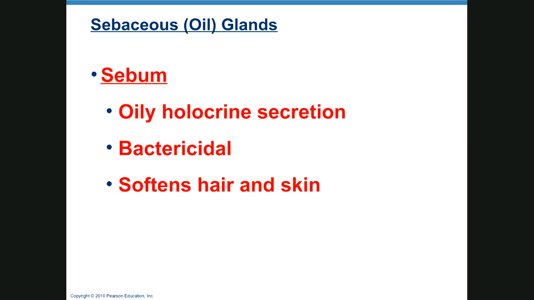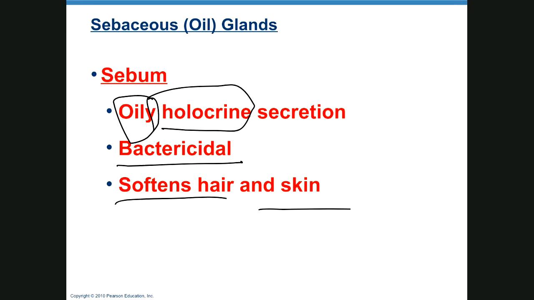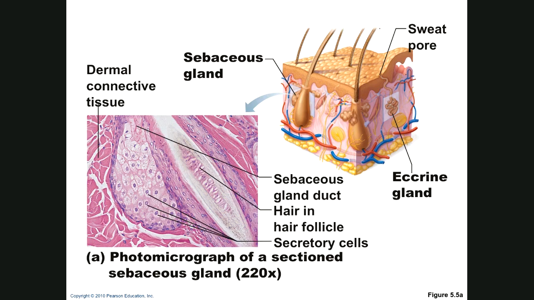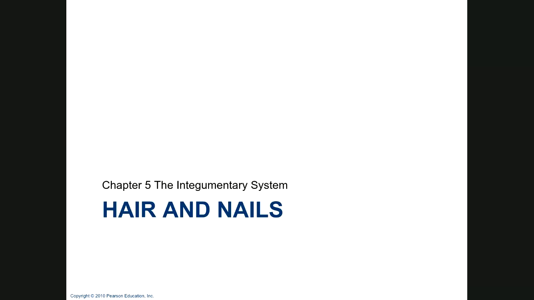Sebaceous glands secrete sebum. Sebum is an oily holocrine secretion, meaning that the entire cell is being secreted. It has a bactericidal property because it has fatty acids. Its function is softening the skin and the hair. So the sebaceous glands that we mentioned typically are the ones associated with hair follicles that you can see right there. So you should distinguish between sebaceous glands and sudoriferous glands, and remember there's two types of sudoriferous glands that we mentioned.